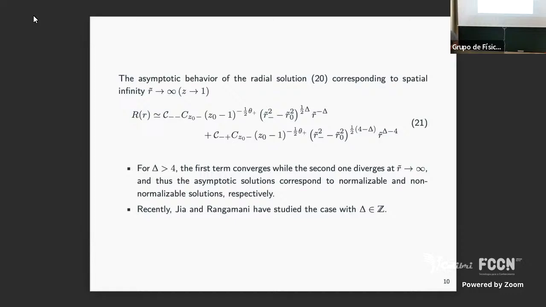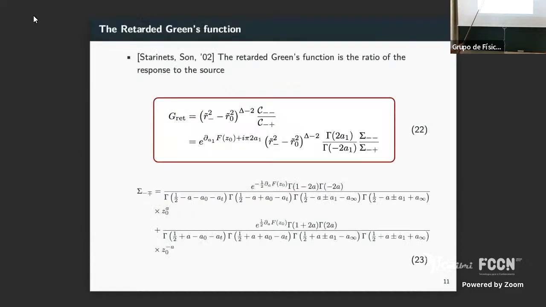And the retarded Green's function is defined as the ratio between the normalizable and the non-normalizable, or the ratio between the response and the source. They can be computed in terms of the connection coefficients essentially, and then you have to put here, where this is A naught, AT, A1, and A infinity, the single monodromies or the thetas, the initial coefficients of the Frobenius solutions. So the idea is now we need to compute F and A.